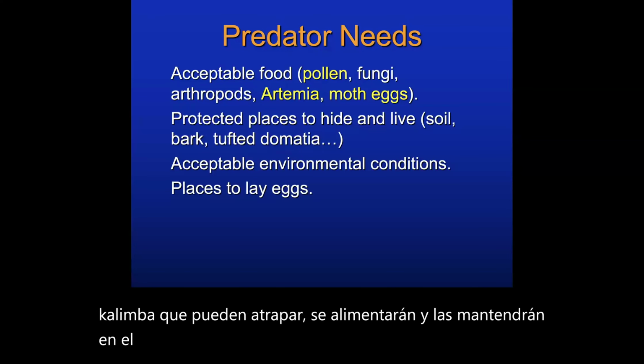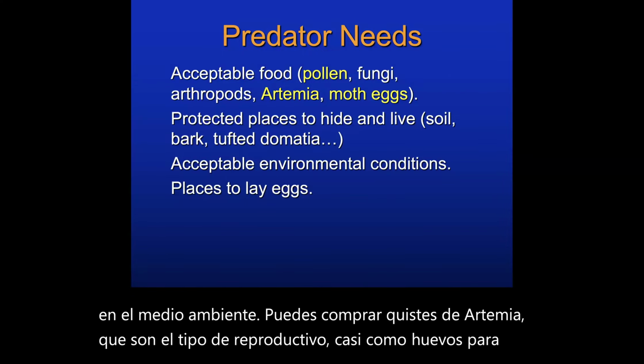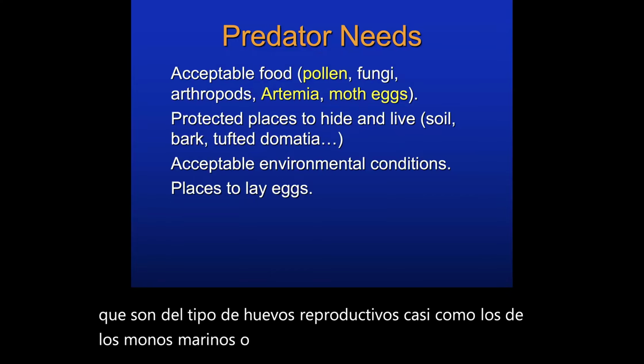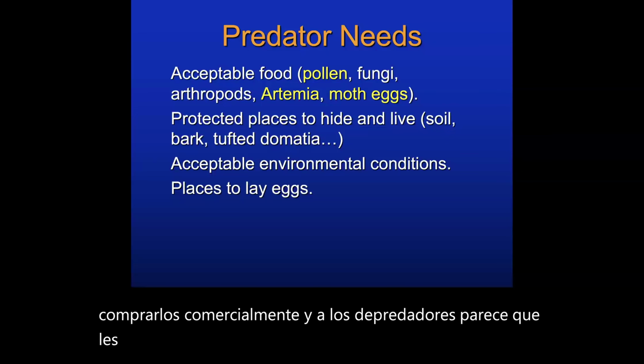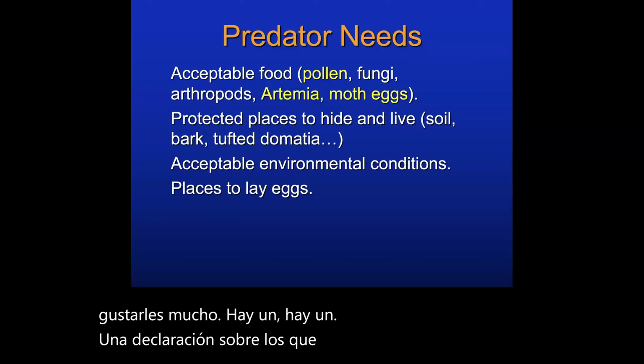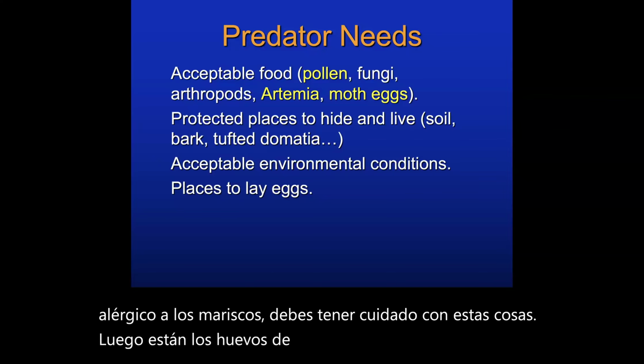You can buy Artemia cysts, which are kind of the reproductive stage, almost like eggs for sea monkeys or brine shrimp. You can buy those commercially, and the predators seem to really like them. There's a statement on the ones that you buy that, if you're allergic to shellfish, you have to be careful with these things. Then there's Ephestia eggs or moth eggs that are commercially available, and I believe they're cheaper than Artemia.